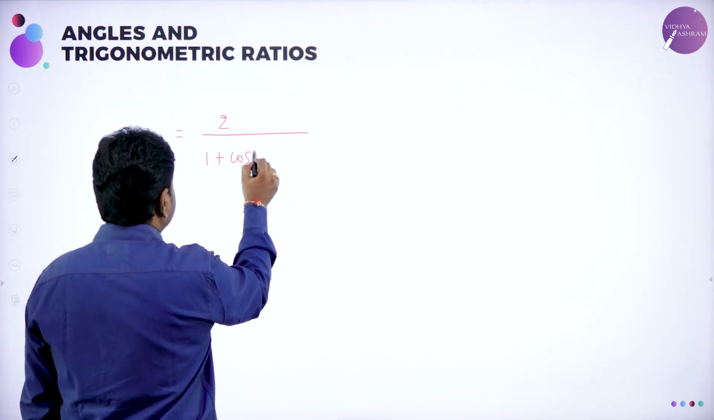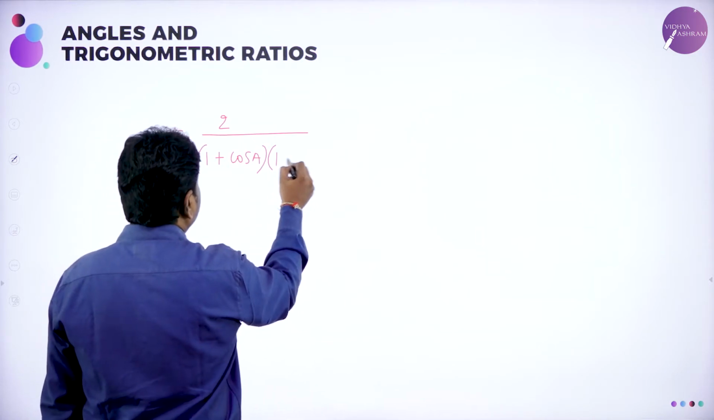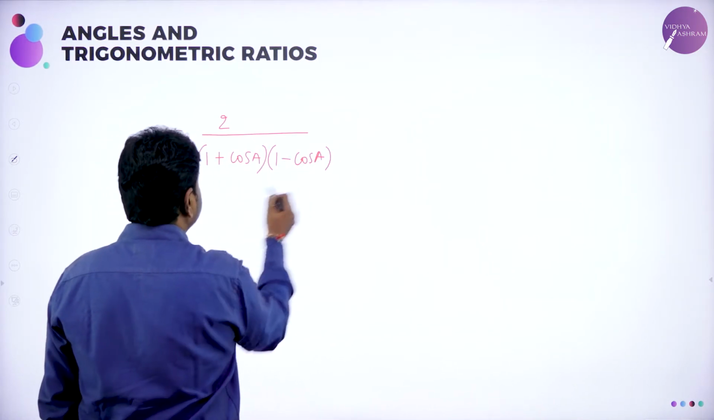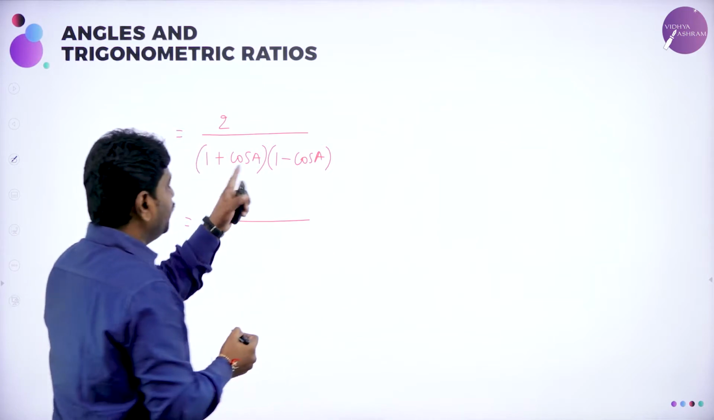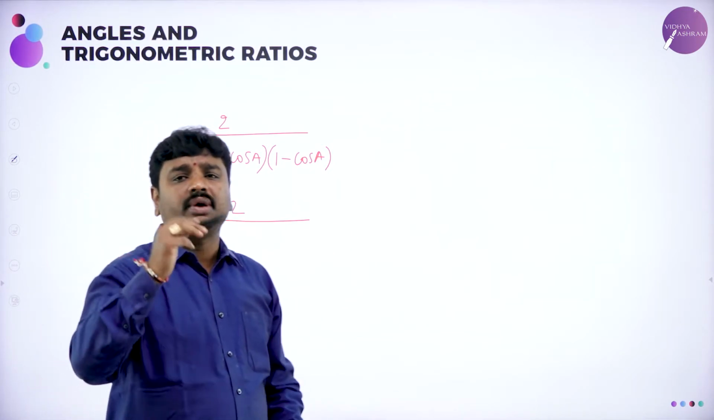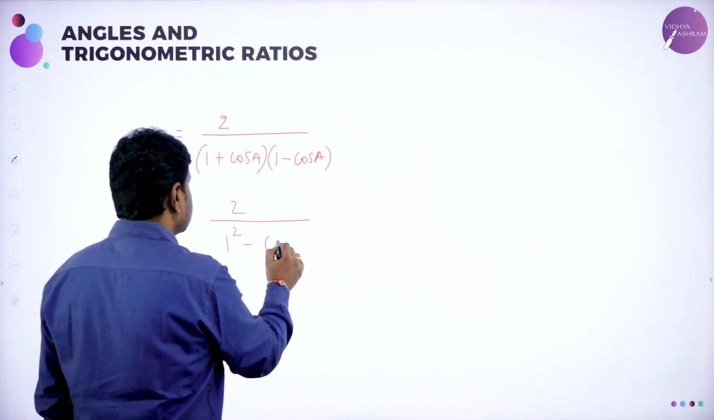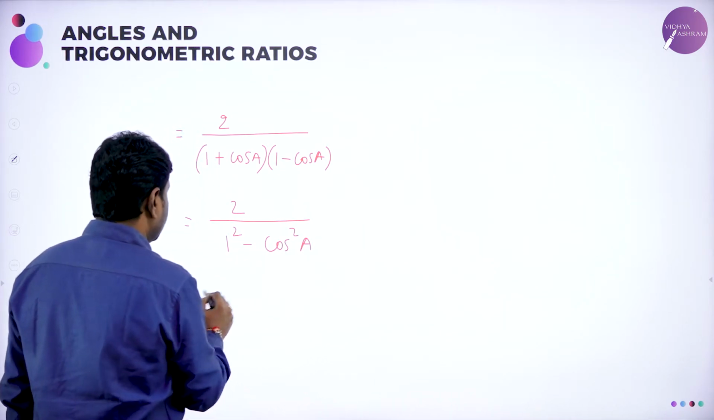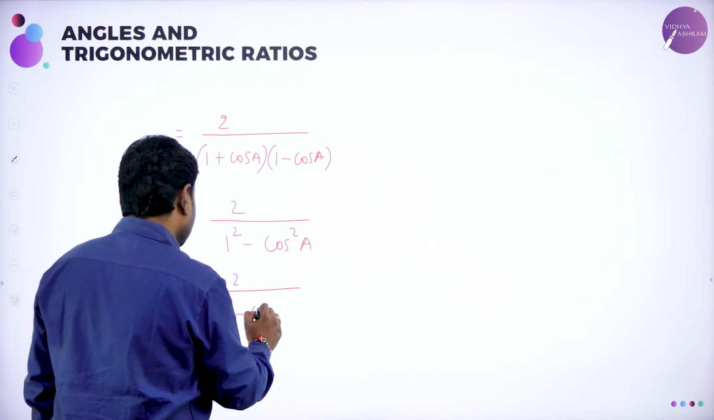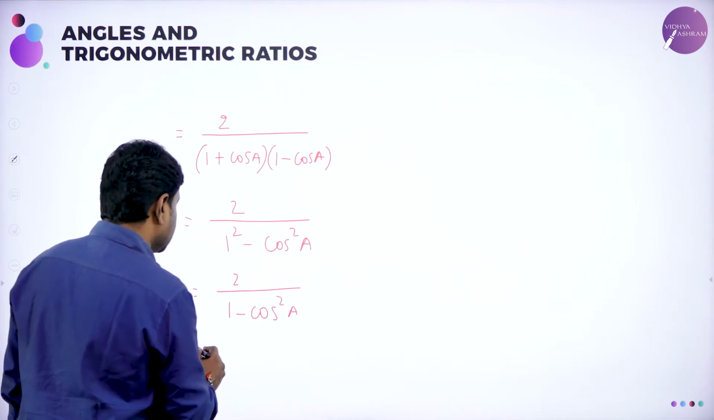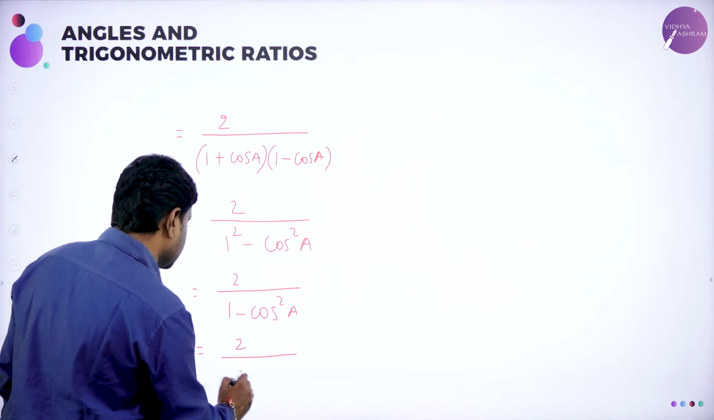We have (1 plus cos A) into (1 minus cos A). All of you know (1 plus cos A) into (1 minus cos A) is in the form of (A plus B) into (A minus B). What is (A plus B) into (A minus B)? A square minus B square. So it will become 1 square minus cos square A. So that is 2 divided by 1 minus cos square A. What is 1 minus cos square theta? Sin square theta. 1 minus cos square A is sin square A.